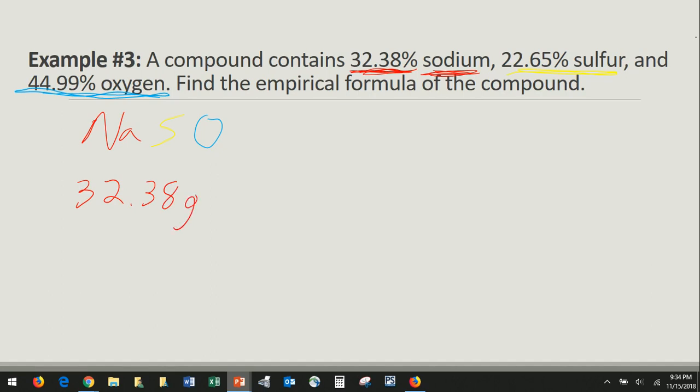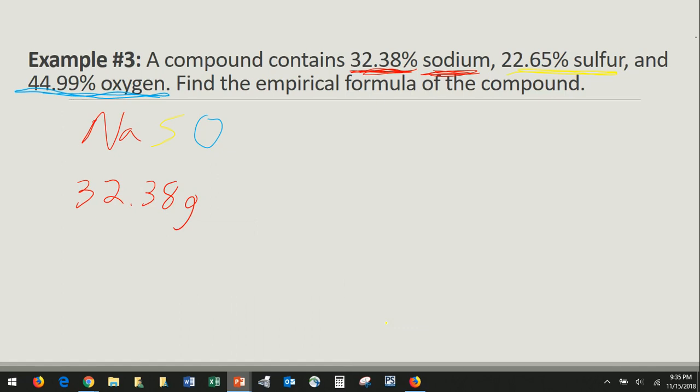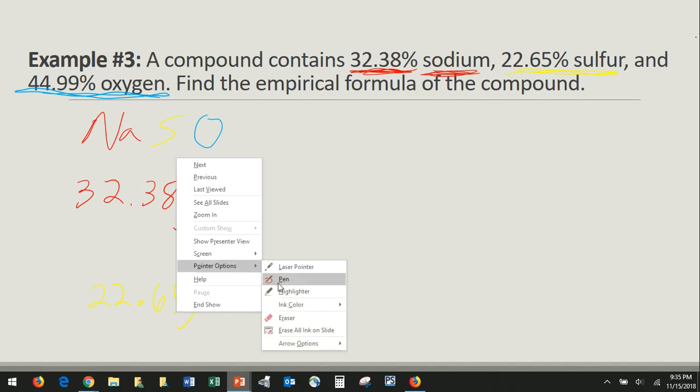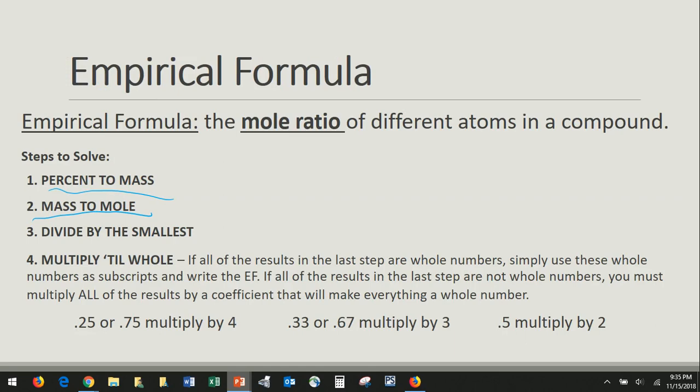So we're just going to turn every one of these percentages to grams because we're going to assume in each case that we had a 100-gram sample. And if we have a 100-gram sample, then all the percentages would turn to grams. And so that's how we start. Come on, blue. Here's blue. And we'll do that over here, I guess, hopefully. 44.99 grams.